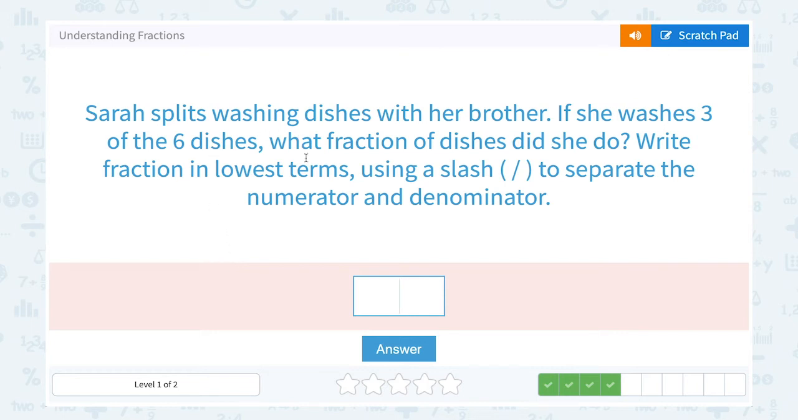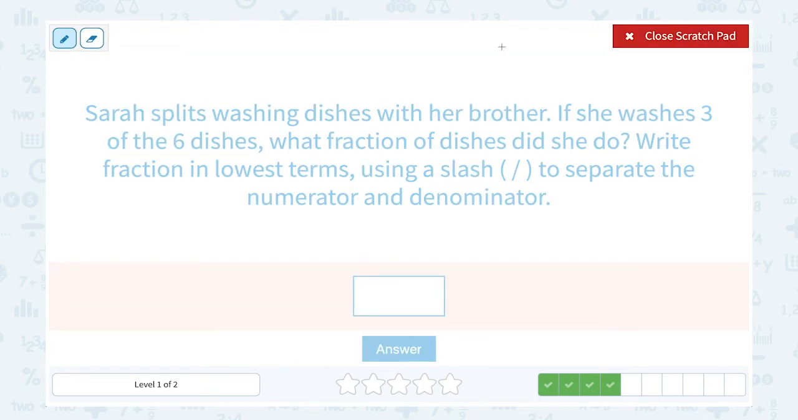Sarah splits washing dishes with her brother. If she washes 3 of the 6 dishes, what fraction of the dishes did she do? Write your fraction in lowest terms using a slash to separate the numerator and denominator. Okay, so if we think of our fraction as being the part out of the whole thing, the whole thing is the total number of dishes. She washes 3 of the 6 dishes. So that meant there were 6 total dishes to be washed.